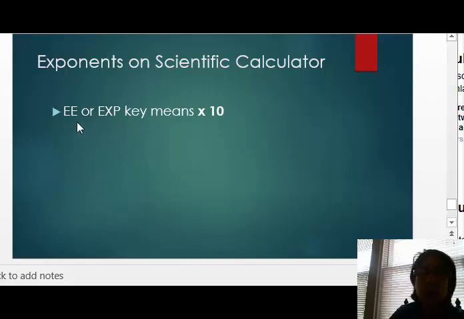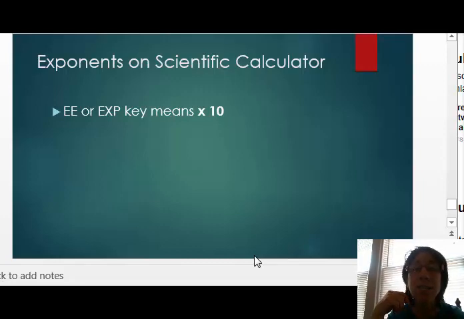Scientific calculators often have an EE or EXP key, which means times 10. This is extremely helpful when we are doing calculations with powers of 10. The EE or EXP key has the added value of keeping the decimal part of the scientific notation and the power of 10 together as the same number. More on that later. First, let's get used to entering scientific notation using the EE or EXP key.